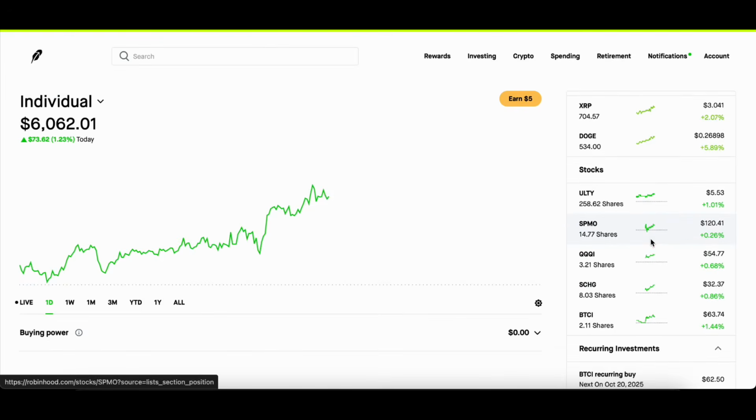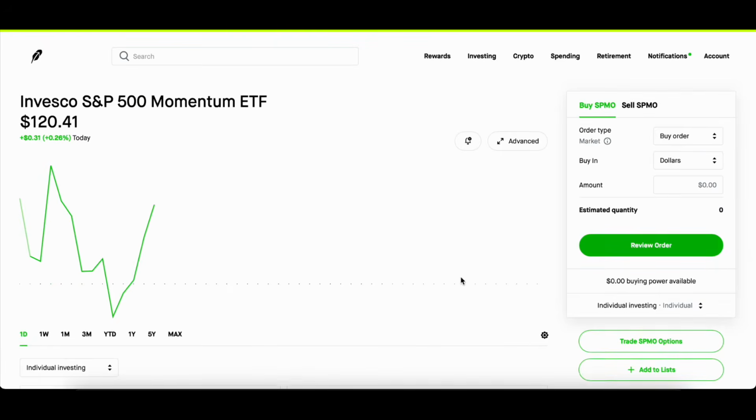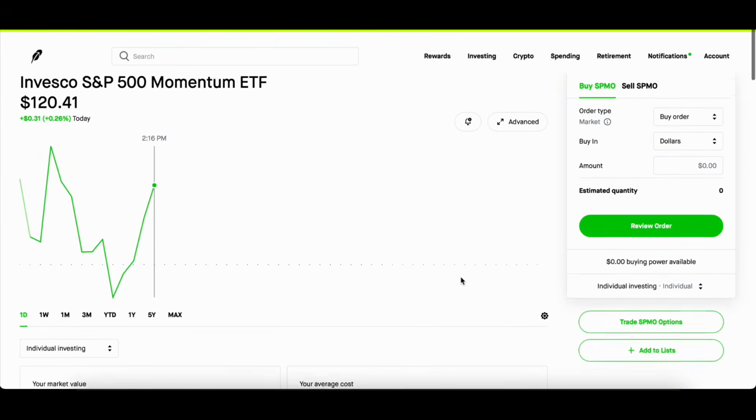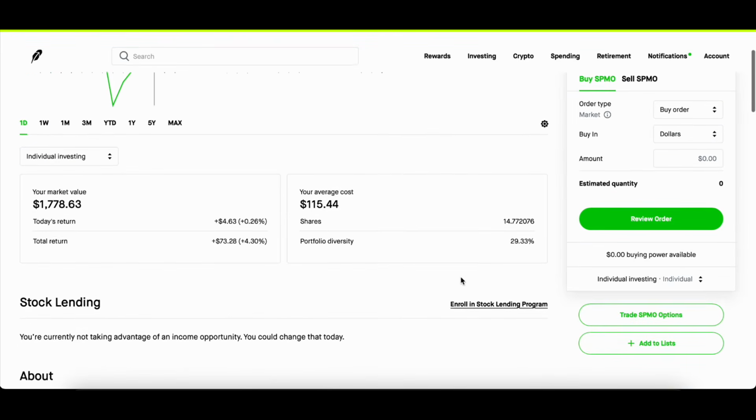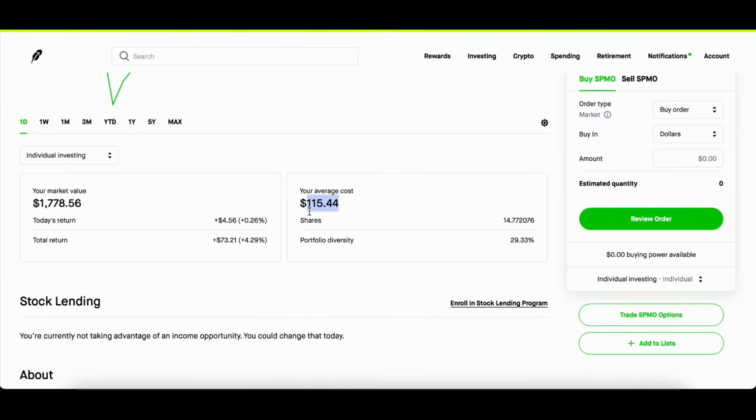and then half of the dividends that I make, I invest in buying more of SPMO, which is one of my favorite ETFs. It is Invesco's S&P 500 Momentum ETF, and my average cost here is $115, and my total return is $73, which is close to 4.3%.